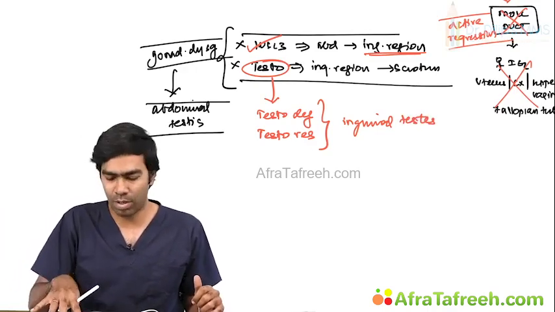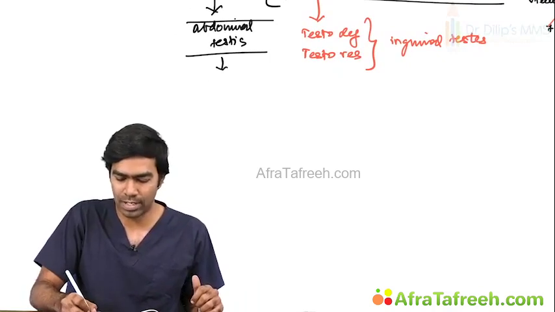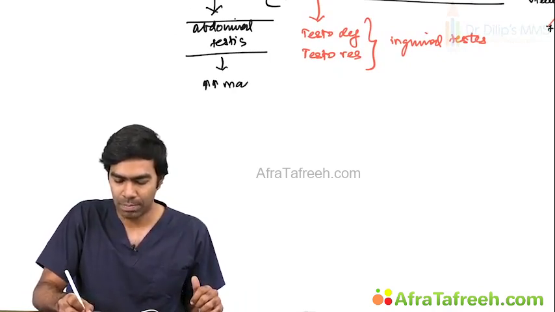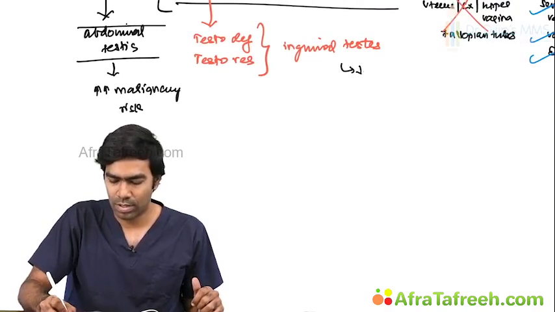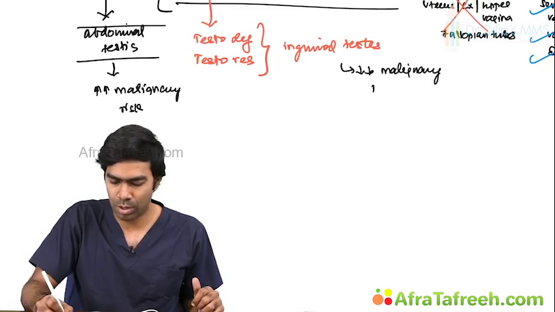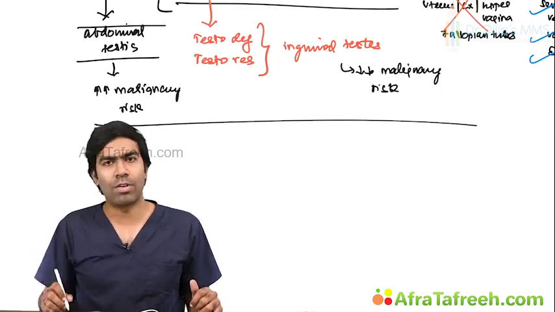And a very, very important point is that the abdominal testis has a very high risk of malignancy compared to the inguinal testis, which has a very low risk of malignancy. Clear? So remember, the final take-home point: dysgenic gonad gives an abdominal testis, while testosterone-related issues or androgen resistance result in an inguinal testis. Clear?